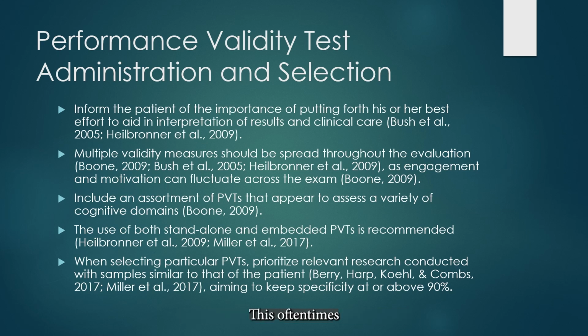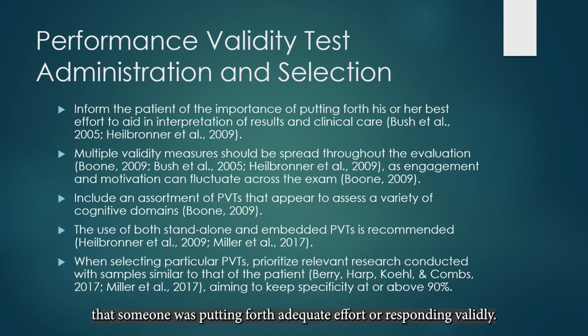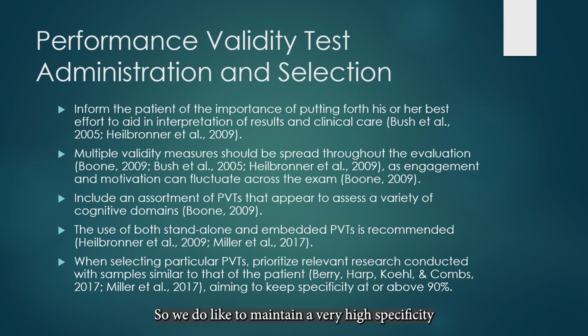This oftentimes mathematically must come at a cost to sensitivity, but it's thought that the cost of incorrectly identifying someone as putting forth poor effort outweighs the cost of incorrectly stating that someone was putting forth adequate effort or responding validly. So we do like to maintain a very high specificity, and that does come at the cost of sensitivity, but that can be minimized through the use of multiple PVTs.